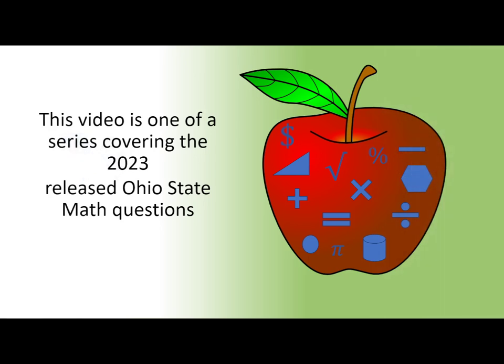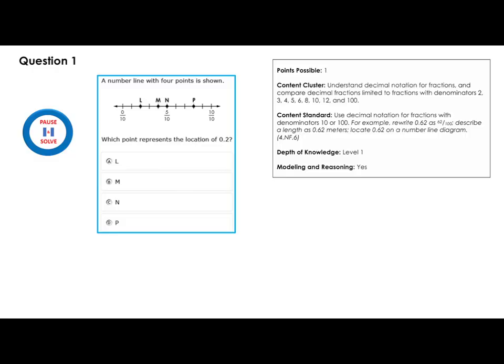This video is one of a series covering the 2023 released Ohio State math questions. Hello and welcome. A number line with 4 points is shown. What point represents the location of 0.2? Okay, so we have these 4 points and he's asking you which one of them represents 0.2.